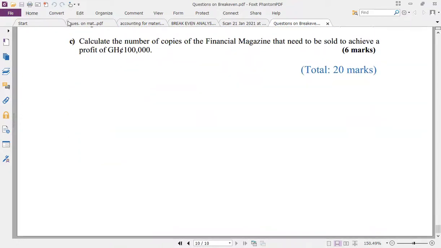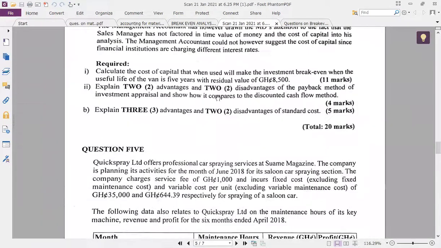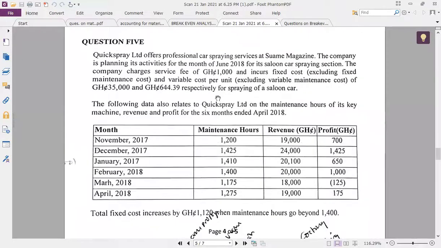Including last sitting's own. This is last sitting's own. Let me bring last sitting's break-even question. Good. So this is last sitting's own. That one you have to do justice to it.